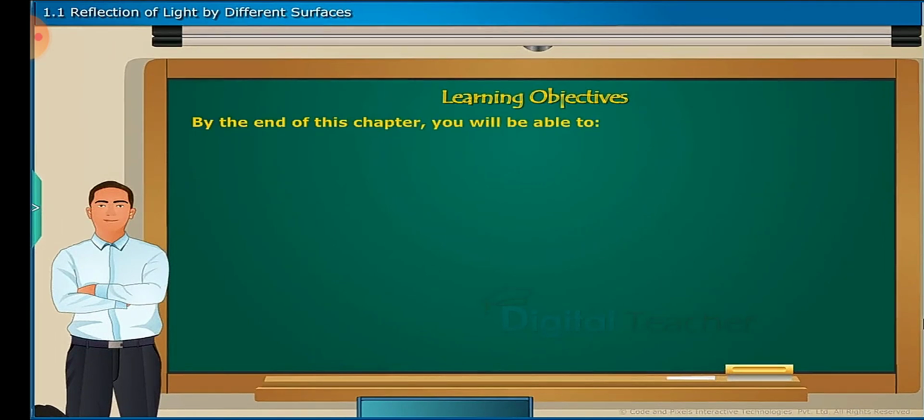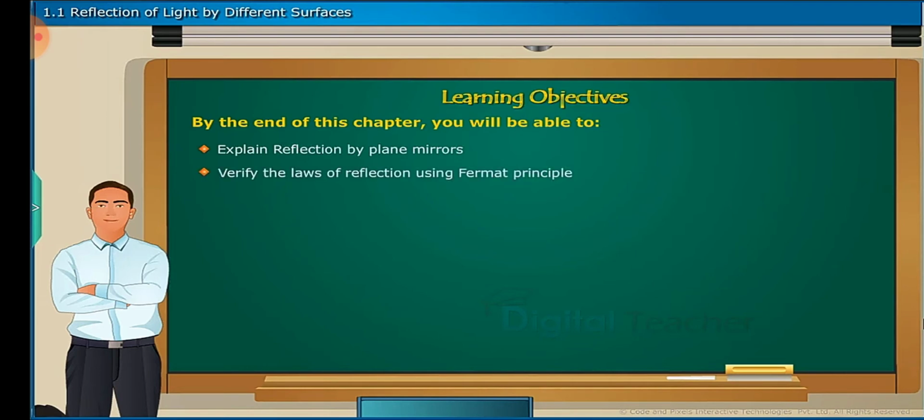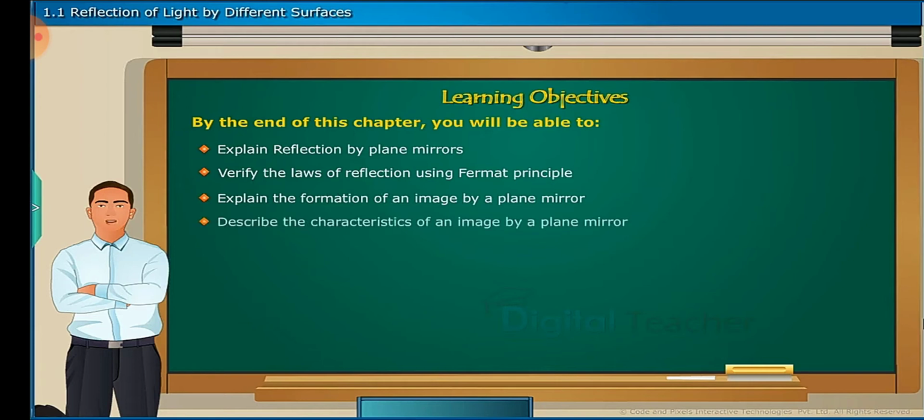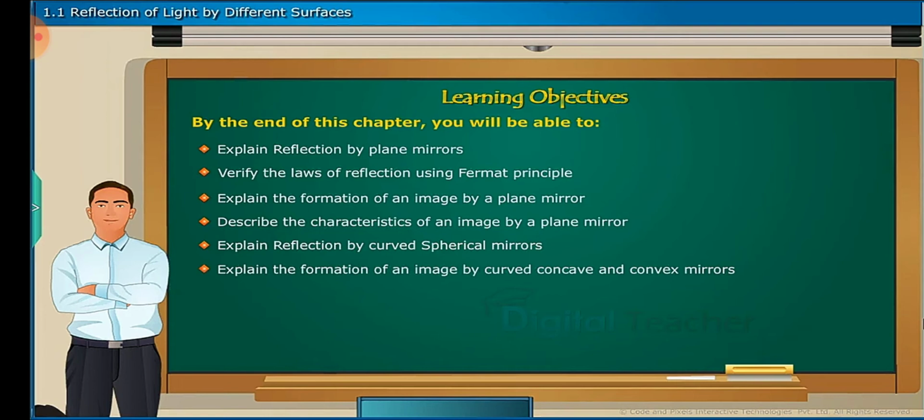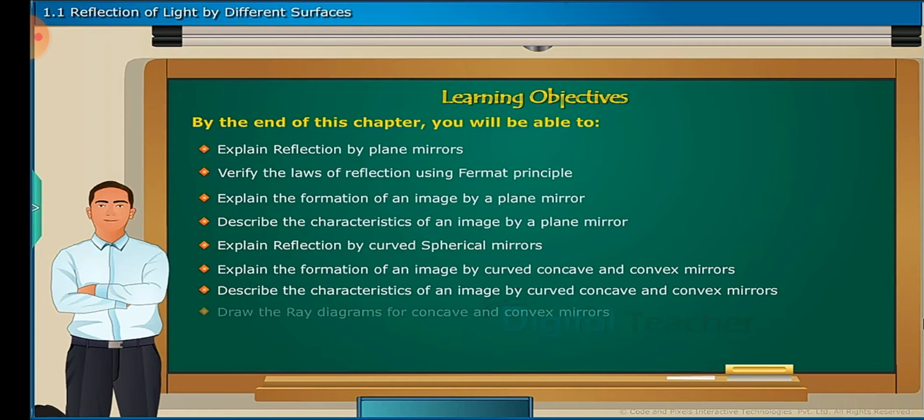By the end of this chapter, you will be able to explain reflection by plane mirrors, verify the laws of reflection using Fermat principle, explain the formation of an image by a plane mirror, describe the characteristics of an image by a plane mirror, explain reflection by curved spherical mirrors, explain the formation of an image by curved concave and convex mirrors, describe the characteristics of an image by curved concave and convex mirrors.